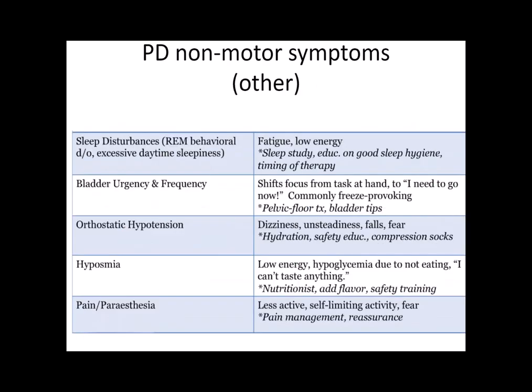Other non-motor symptoms to be aware of that have nothing to do with cognition are sleep disturbances, bladder urgency and frequency, orthostatic hypotension, which is a problem not only with Parkinson's, but with some Parkinson's medication. Hyposmia is a decreased ability to smell anything. Okay, if they're not able to smell, then they might not be able to taste anything, and that might be why they don't feel like eating and their diet isn't very good. They might also complain of pain and paresthesias or numbness and tingling.